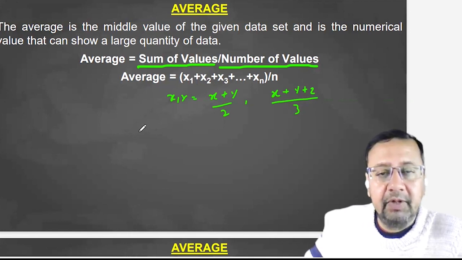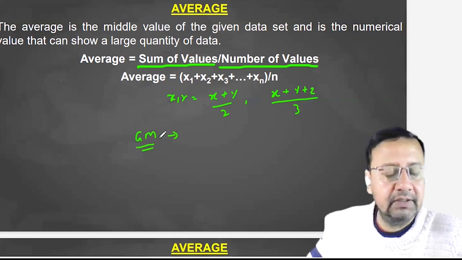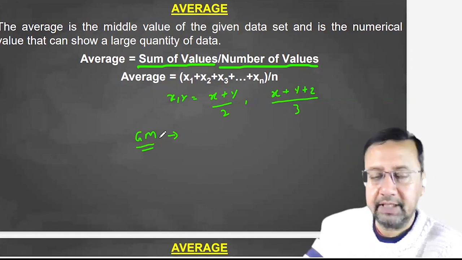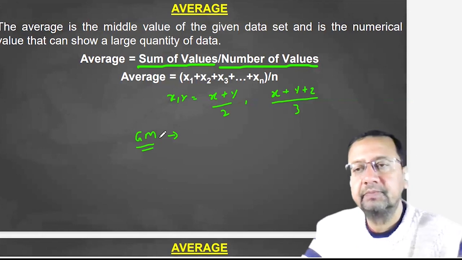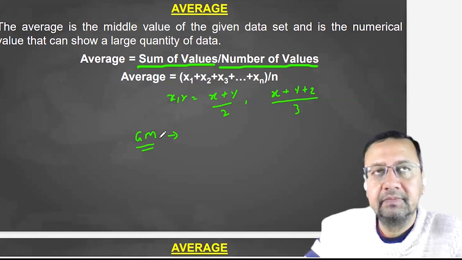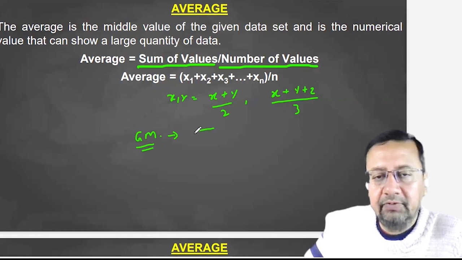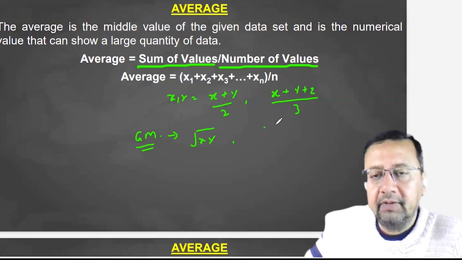Second, we are talking about the geometric mean or the geometric average. Can anyone define the geometric mean for, say, two numbers x and y? Root xy. Yes. So this is the square root of xy, right? If I have three numbers, this is the cube root of x into y into z.